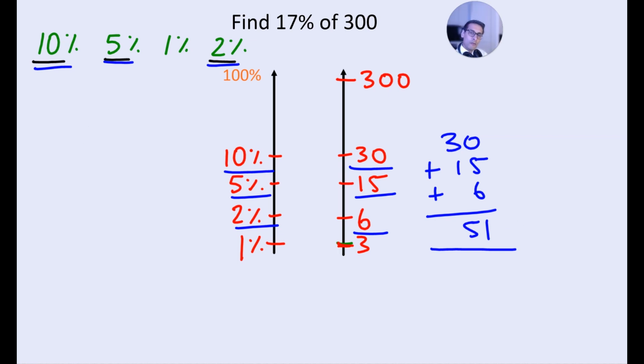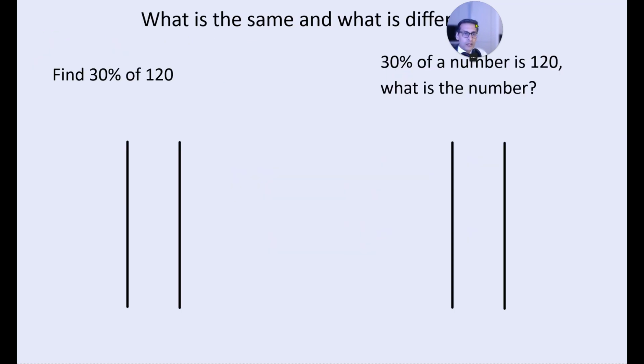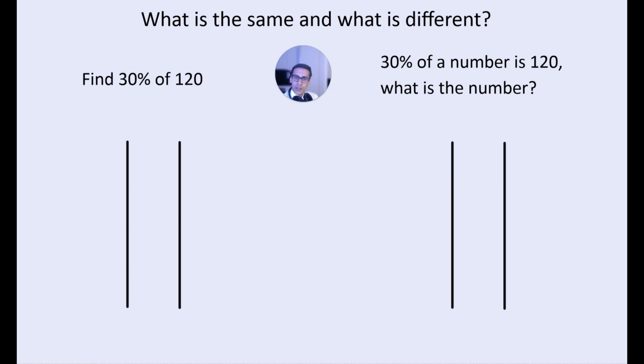And now we're ready to start the main point of this video. So that is just spotting what these type of questions look like. So let's have a look at what this looks like. What's the same and what's different? Pause the video and think about this. Okay, so let's have a look. 30% of 120. These are the type of questions you're used to. These are the type of questions we did at the beginning.